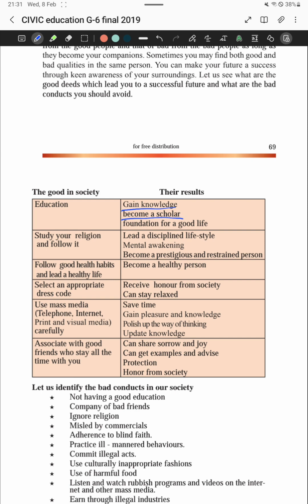Then the other thing is a foundation for a good life. If you are an educated person, there is definitely a high probability that your life will be a good life. You can spend life in a good manner if you have a good education in you. So study your religion and follow it.